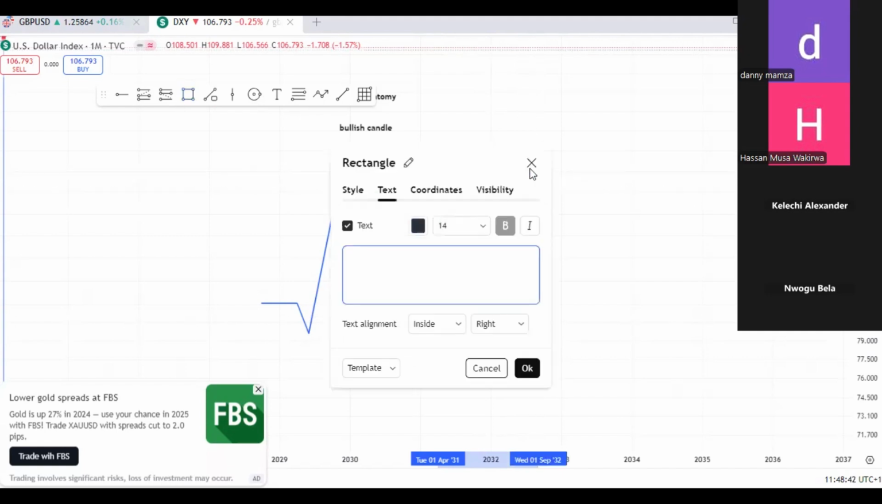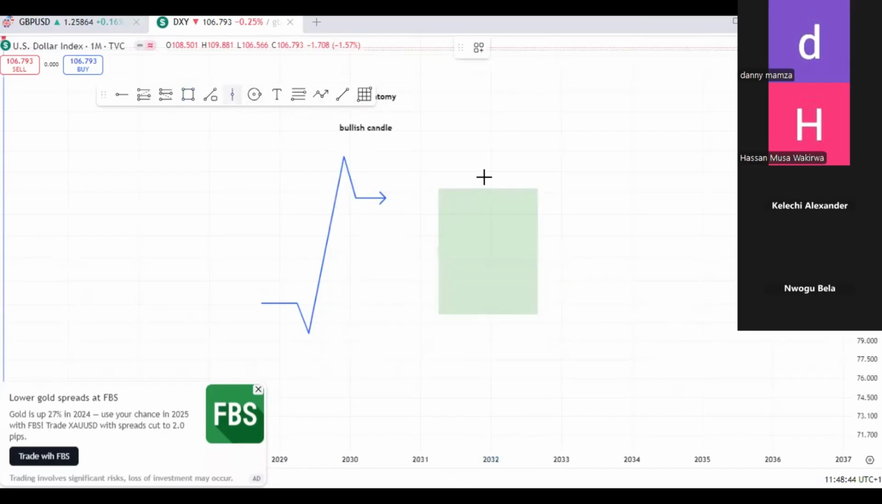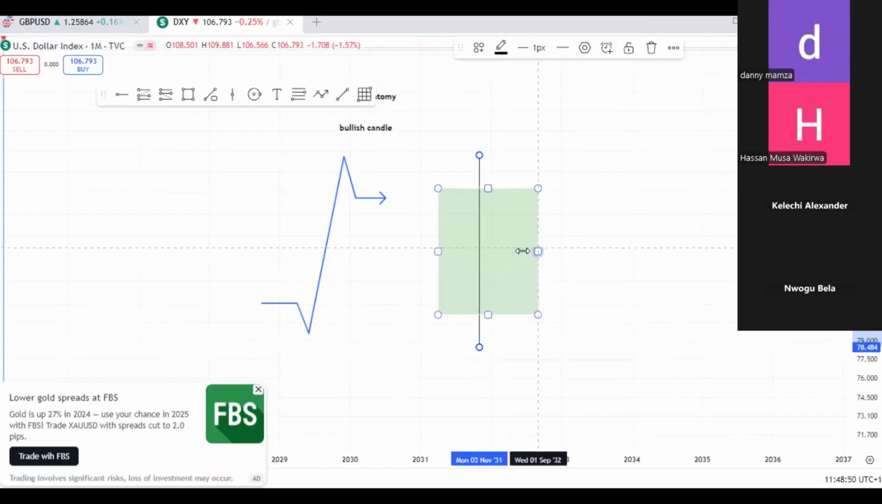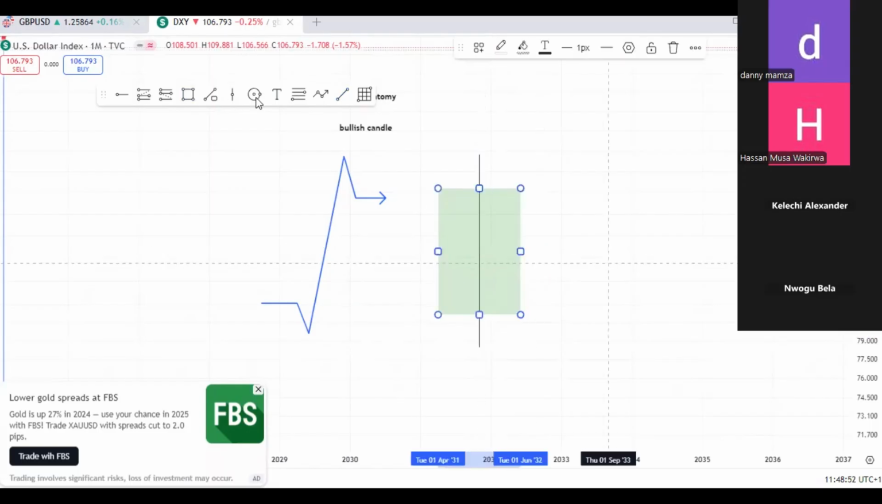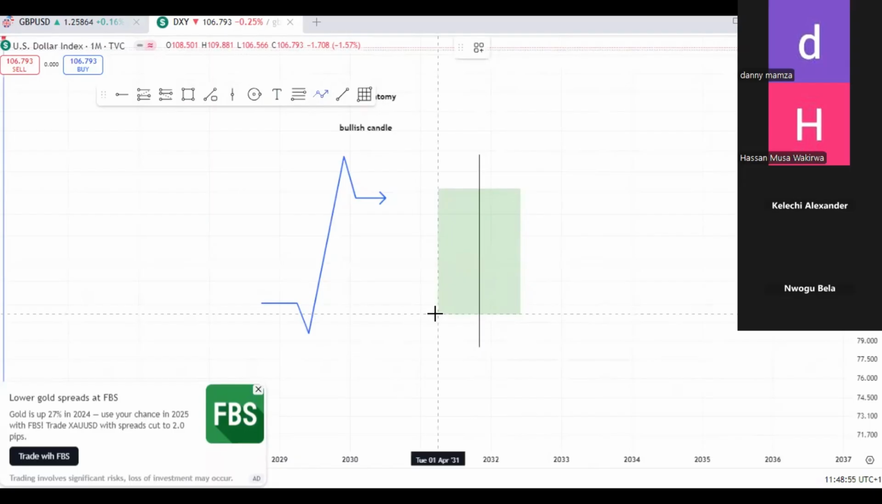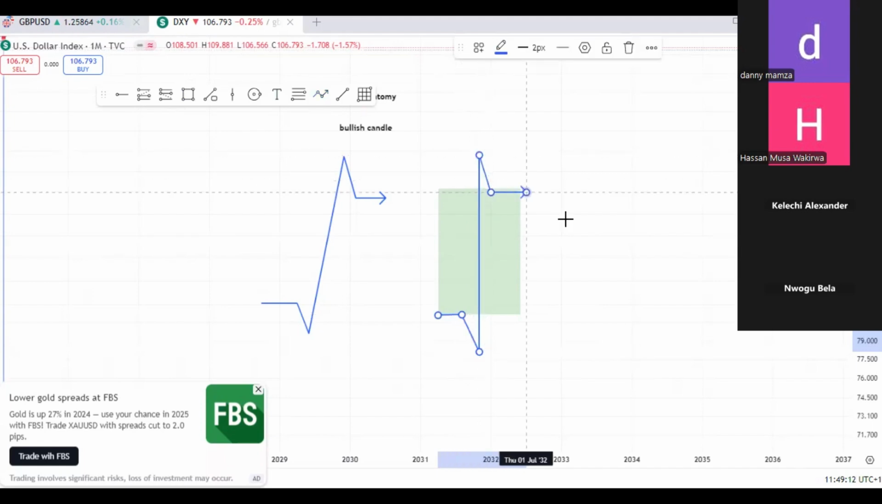But basically, there's something called a wick. So this is it. The candle opens, then it goes down to create a wick. This wick, then it goes up, and then it closes somewhere like this.